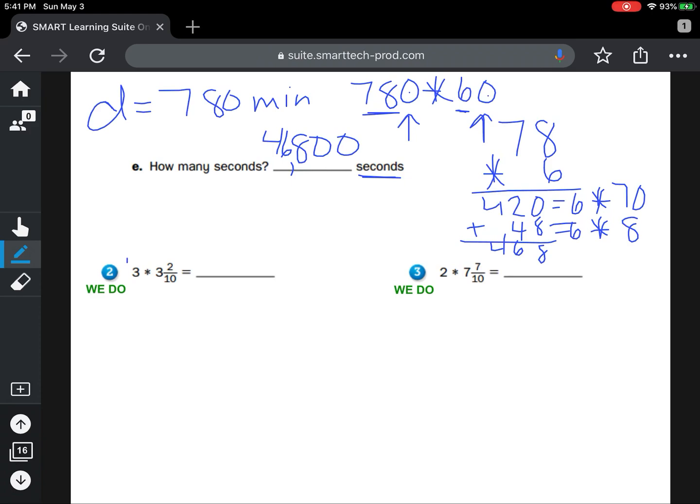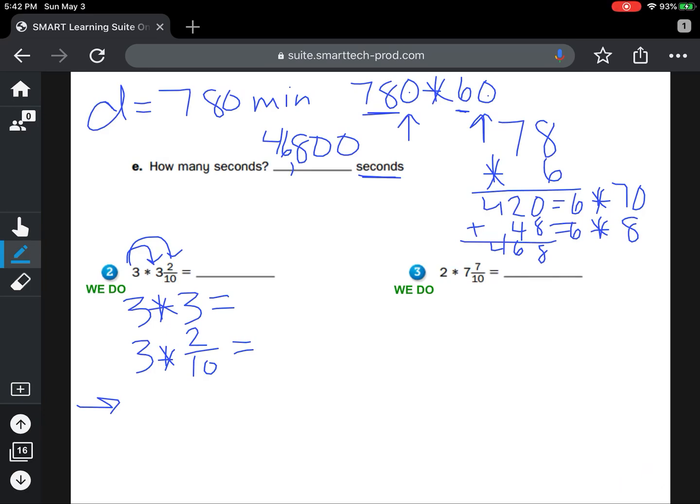And we've talked about how you want to set these up. First, we want to multiply our whole numbers. So first, you're going to multiply 3 times 3. Then you're going to take your whole number and multiply it by the fraction. So 3 times 2/10. Then you'll put your two products together, and that'll give you your final answer. You'll do that as your step 3.